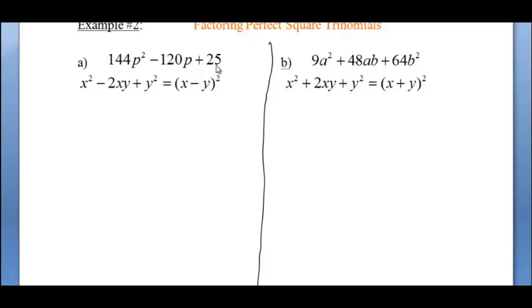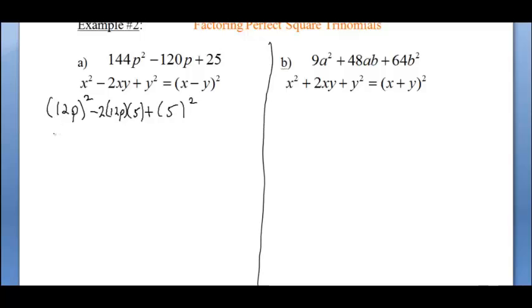So let's look how the pattern works. Our first term comes from 12p squared. Our last term comes from 5 squared, and our middle term is 2 times x, which is 12p, times our y, which is 5. So this is how we identify it as a perfect square trinomial.